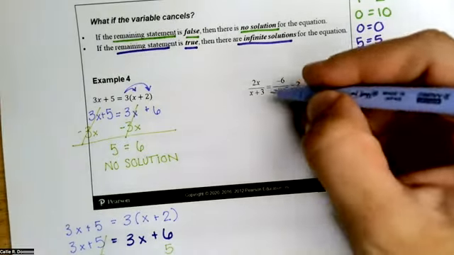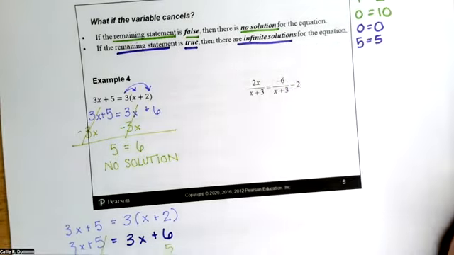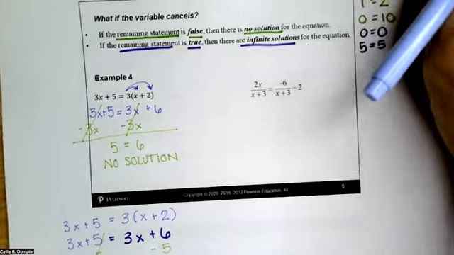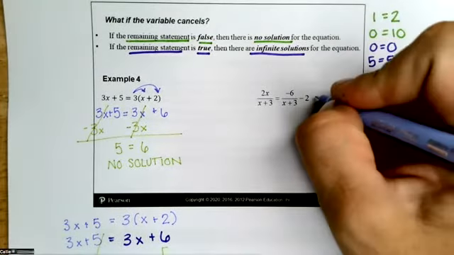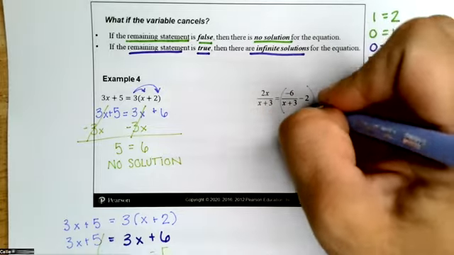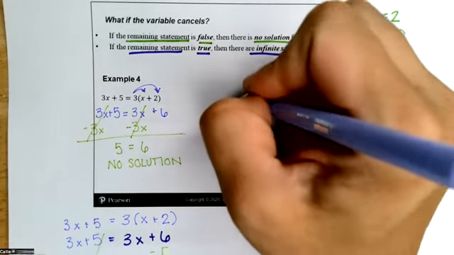This one is 2x over x plus 3 equals negative 6 over x plus 3 minus 2. So we've done some fractions. What we do to get rid of the fraction is we multiply everything by a common denominator.